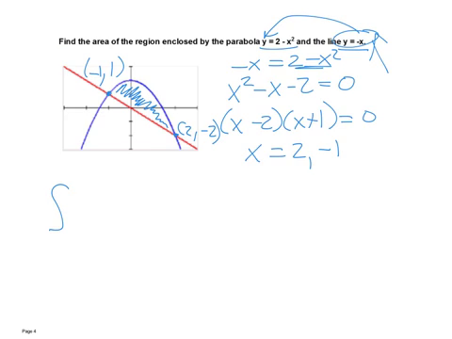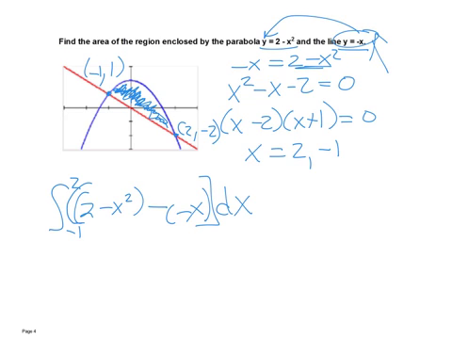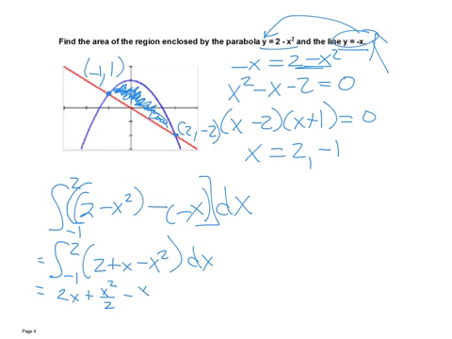So we really need to take the integral from negative 1 to 2. Our top curve for that whole region is 2 minus x squared. We need to subtract off our bottom curve, which is negative x, with respect to dx. We can simplify a little bit before we take the antiderivative. We're going to take the antiderivative of 2 plus x minus x squared. I just rearranged the terms. Now we can take the antiderivative a little more easily. We get 2x plus x squared over 2 minus x to the third over 3, and we need to do that from negative 1 to 2.